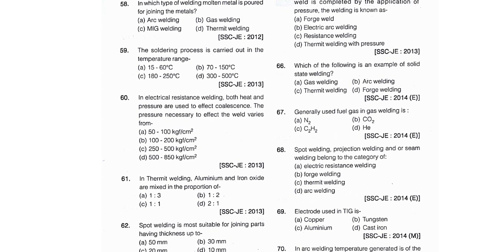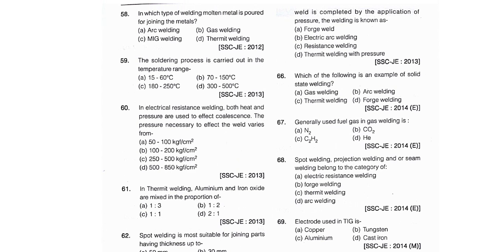Question 58. In which welding is molten metal poured for joining the metal? The options are arc welding, gas welding, MIG or thermit welding. The correct answer is thermit welding.